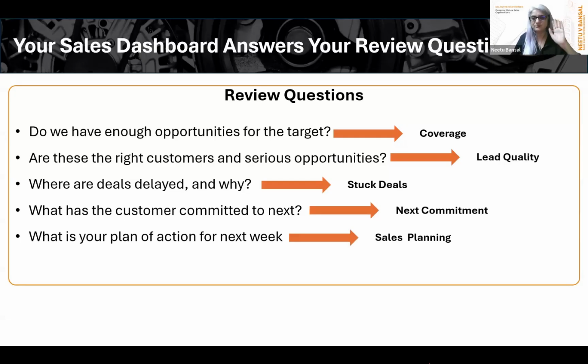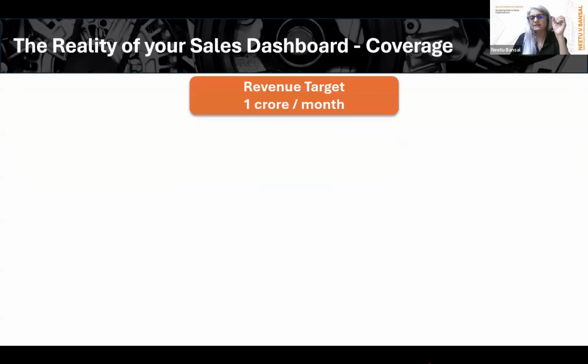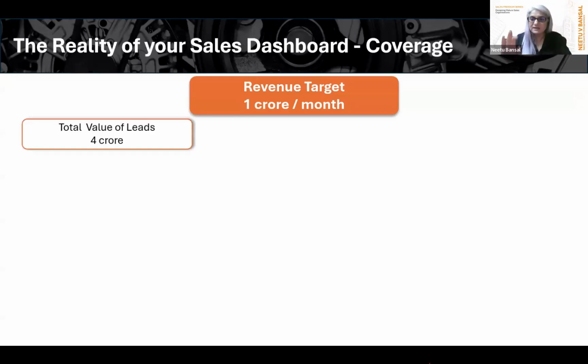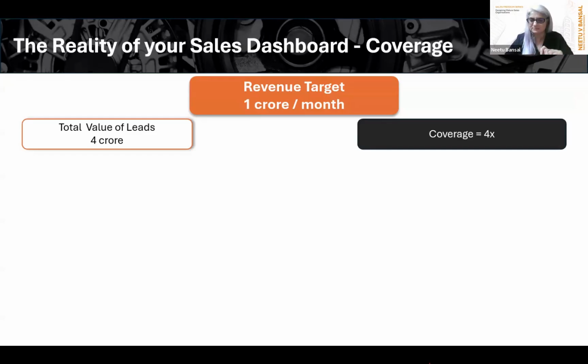Okay, now let's look at your dashboard from here. Does anybody know what a coverage is? ठीक है, let me show you this. Let's say that there's a client, आपका टारगेट है, मंथली टारगेट आपका 1 crore है. Okay, now if I come and tell you that right now I have leads which are worth 4 crores with me. Okay, so what is my coverage? मतलब how much of leads do you require to achieve your 1 crore target? Okay, that means my coverage right now is 4x. मुझे चाहिए 1 crore, पर मेरे पास 4 crore का pipeline बना हुआ है.